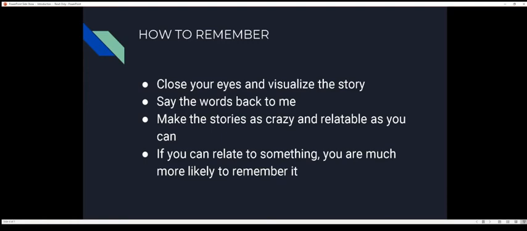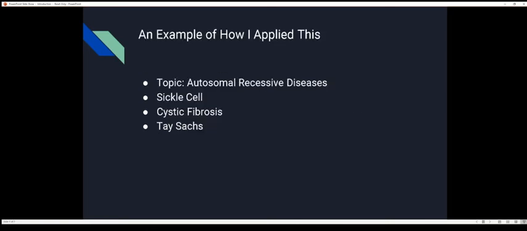So this next slide will actually teach you how to do it in a test scenario. Okay, your topic is autosomal recessive diseases. There's three main ones. Okay. Sickle cell. When I went through this myself in my psychology course I'm taking right now, I imagine holding a sickle in my hand. A sickle. A sickle, yeah.